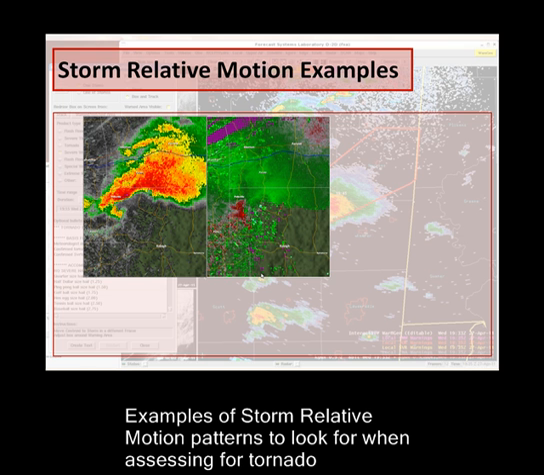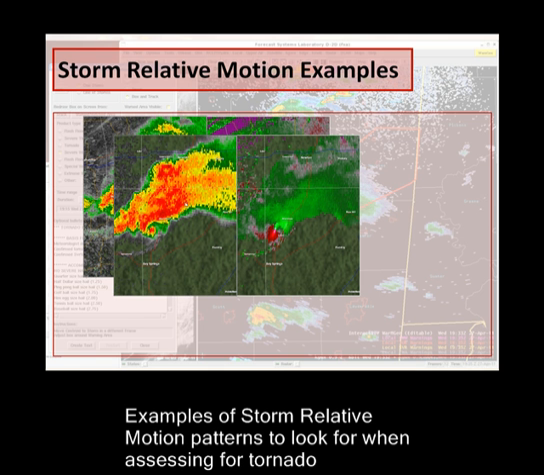Now, taking a quick look at storm relative motion, we have the corresponding reflectivity and storm relative motion, or velocity. Over here on the right, we have a supercell with a strong hook or appendage, and we have outbound winds indicated here by red, and inbound winds indicated here by green. In this next example, another strong hook or appendage, and in addition, we are noticing a strong outbound and inbound. At this point in the life cycle of this supercell, it would certainly have a tornado warning on it already.